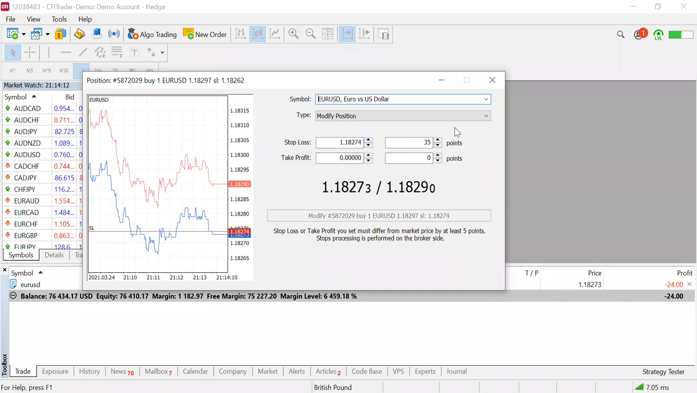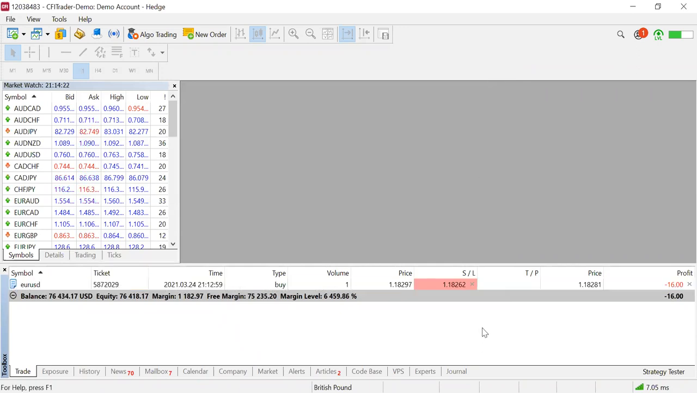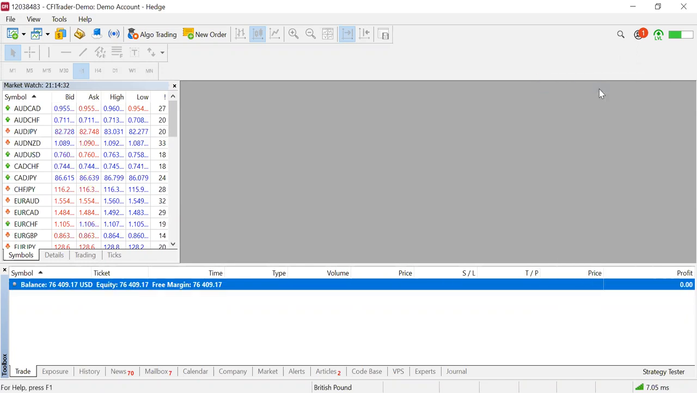You can also put in points here. That is the option they give you once you try to modify it. And then you want to close the position because let's say you're making some money. You can either click here on the X or simply use the option below which says close position, and that's it. Okay, so it's that simple.